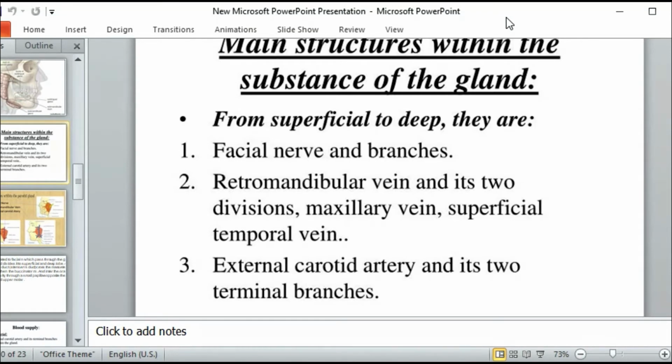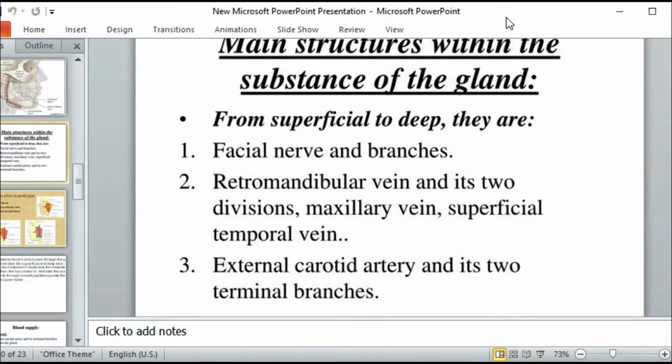The main structure within the substance of the gland. This relation of this facial nerve and retromandibular vein is very important. You must know about that. Why? Because during surgery, it's very important to notice that the main structure are passing through the parotid gland. So the doctors, the dentist must be very conservative during surgery of the parotid glands.